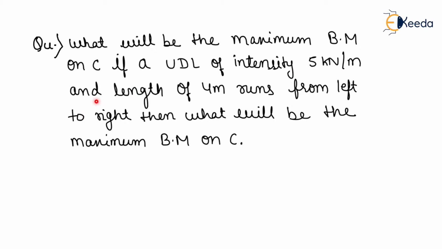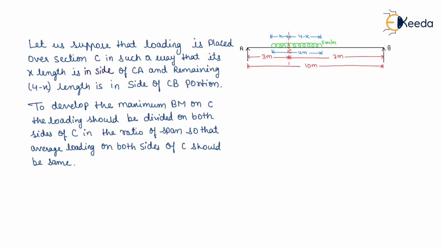per meter and length of 4 meter runs from left to right, then what will be the maximum bending moment on C? Now for the calculation of maximum bending moment at C, we need to set this UDL on this span AB.